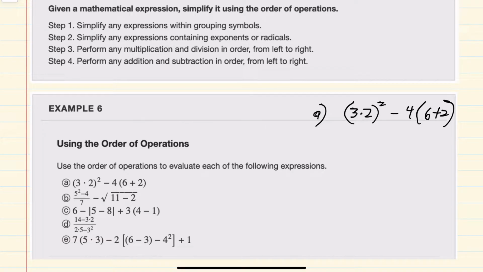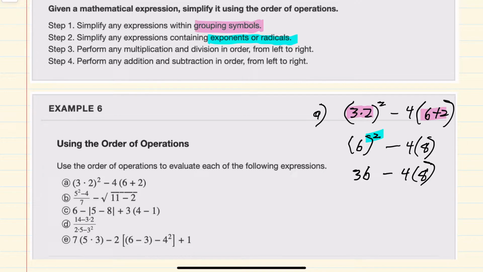Starting with our grouping symbols, we can see in question A, we have this operation inside of a grouping symbol and also this one. So to simplify, I'll start by multiplying the 3 and the 2, which gives me a 6. And then inside the second parentheses, we have 6 plus 2, which gives me an 8. We have evaluated the grouping symbols. We would then move to our exponents or radicals. And since I do have an exponent here, that would be my next step. 6 squared would be 36.